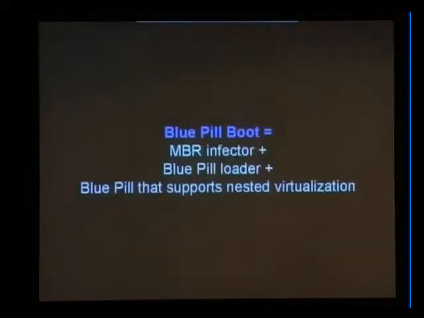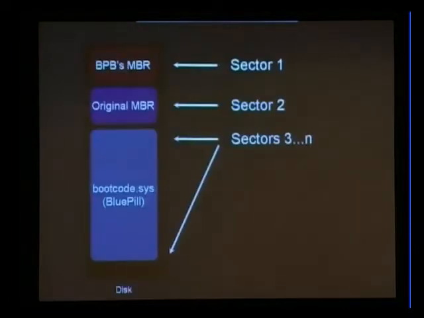So Bluepill boot consists of three major parts. It's an MBR infector, a Bluepill loader, and a main Bluepill code that supports nested virtualization, because it is mandatory to support this nested virtualization if you want to run some hypervisor like Xen, or any desktop hypervisor if the user runs some desktop hypervisor inside his operating system, like Virtual PC.